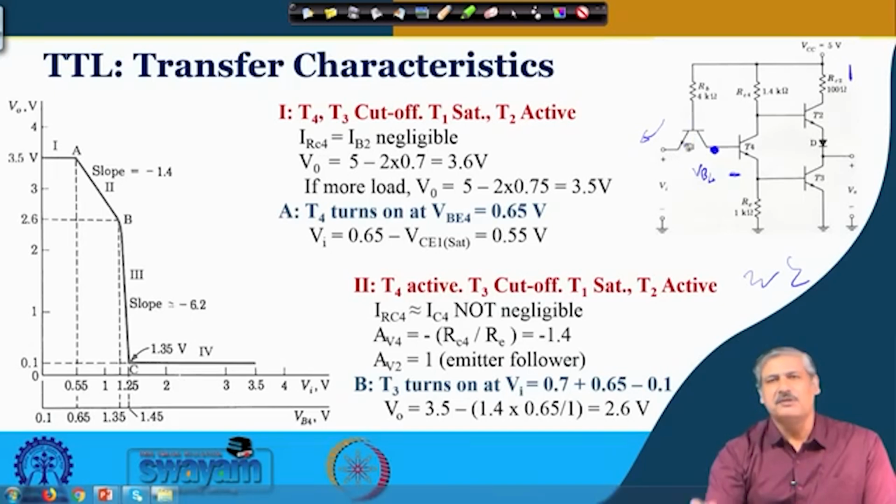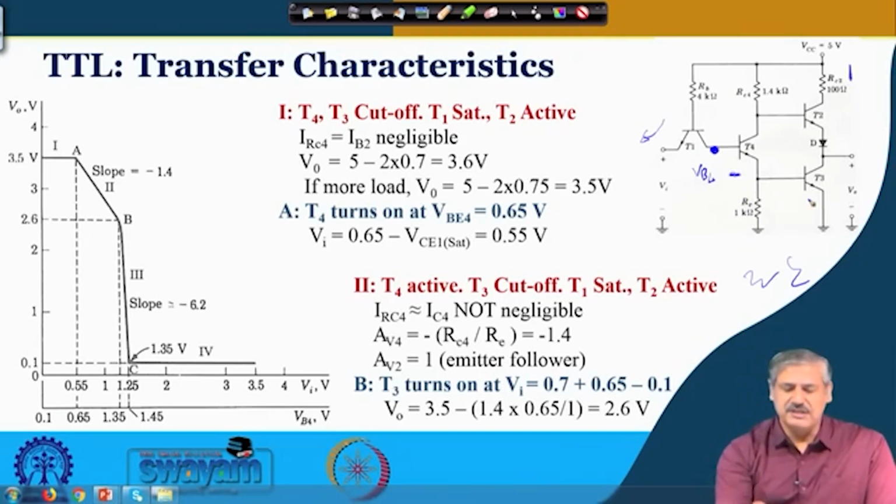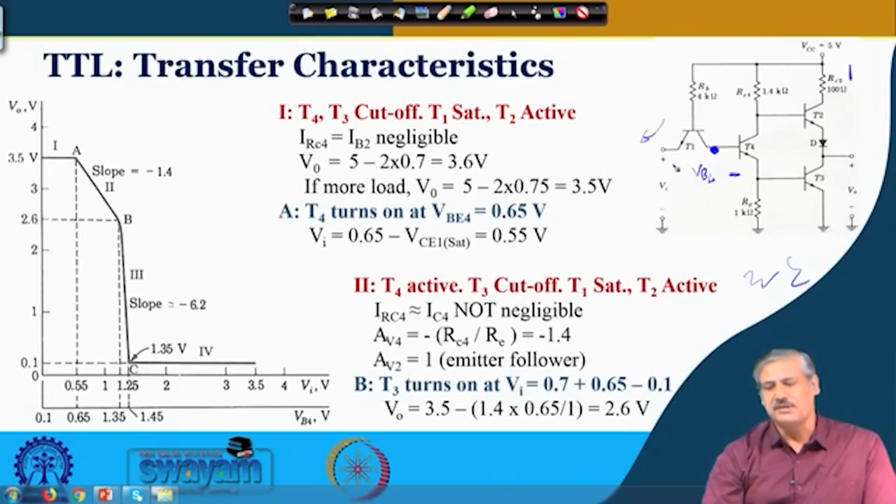So, this transistor T1 will be firmly in saturation, and when it is in saturation, current is going in this direction. So, the transistor T4 does not get enough current to be on. So, T4 is off, in cutoff, and when T4 is off, no current is flowing through this. So, T3 is also in cutoff. T1 is of course in saturation.